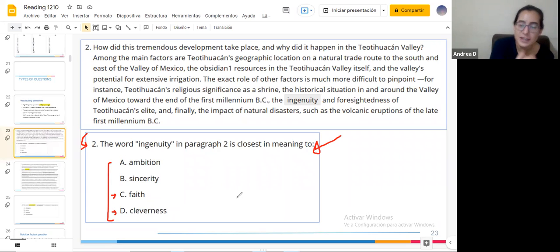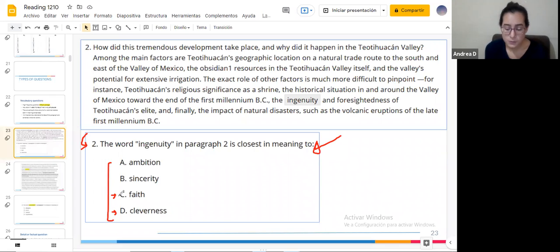Okay, so what I'm trying to say here is if at the first try you're almost 100% sure, like 90%, and all of the other ones don't make that much sense, and you know this word, like you've used it before, you've seen it before, you know what it means, then that's it. You choose cleverness, you choose faith, and you move on. You don't have to even look at the paragraph.